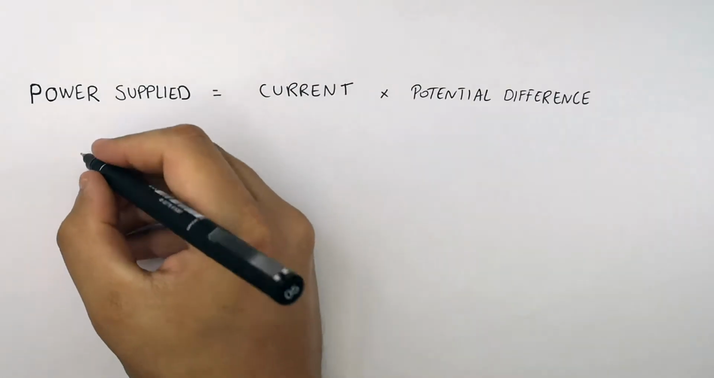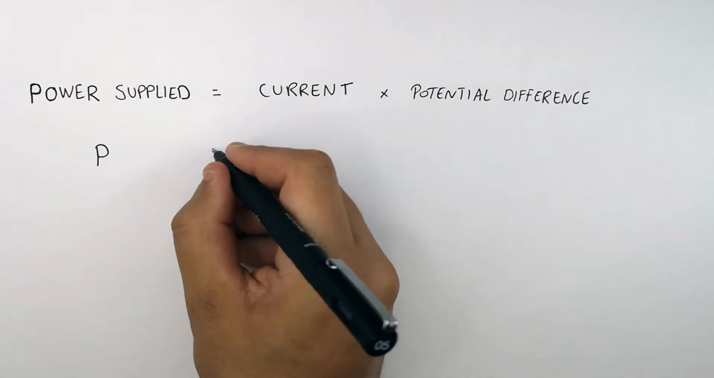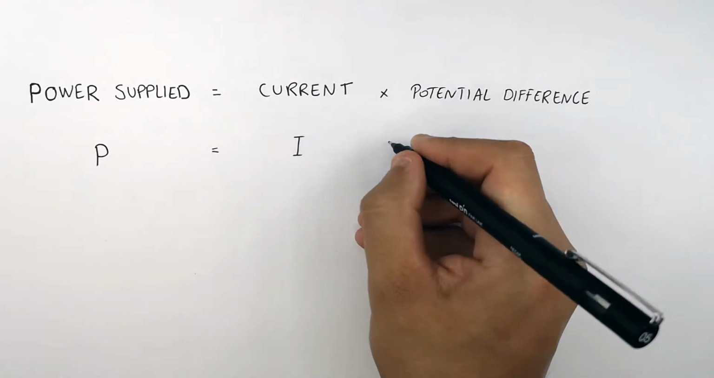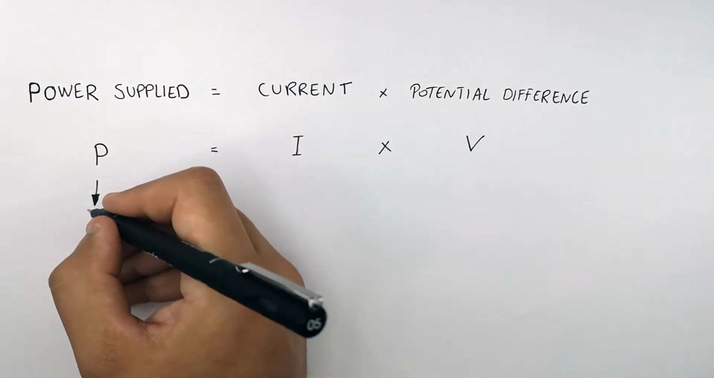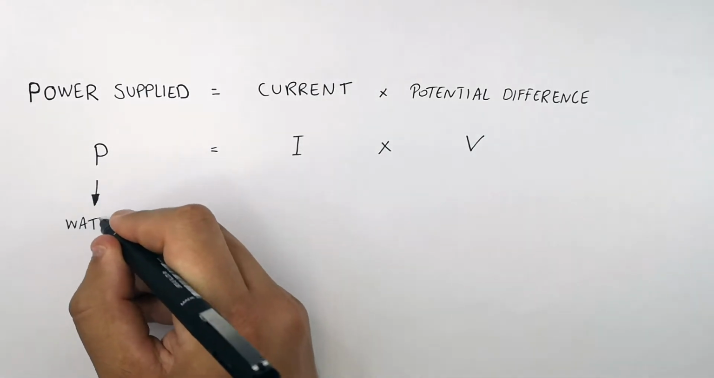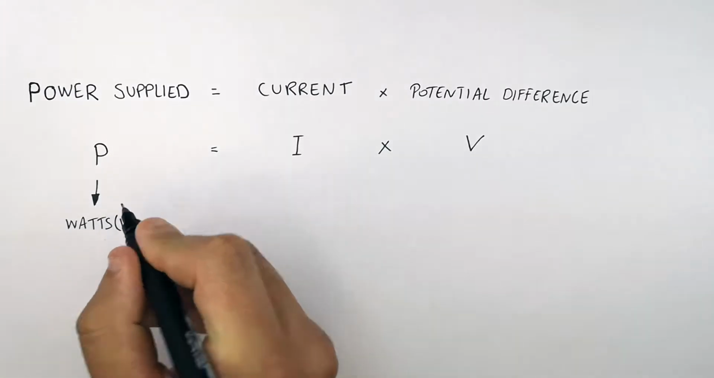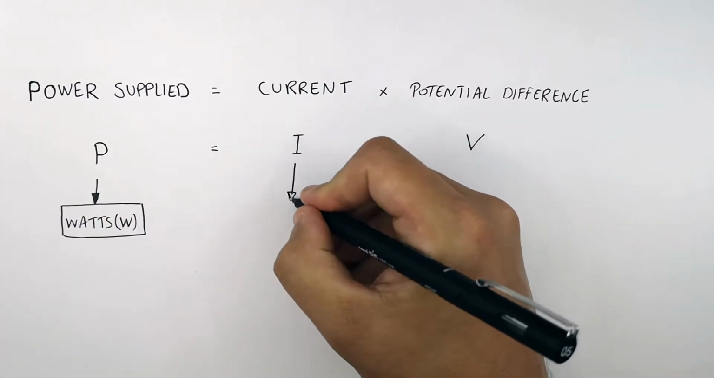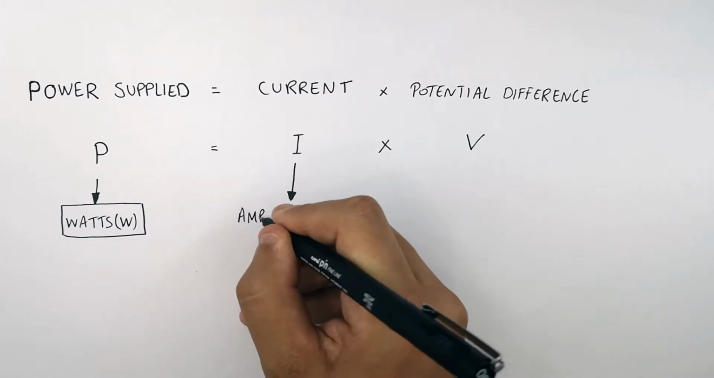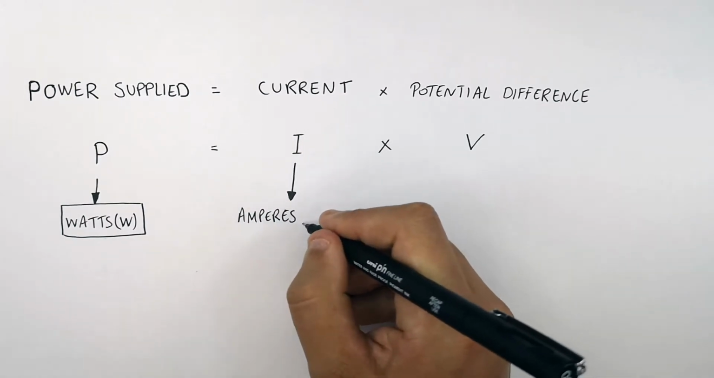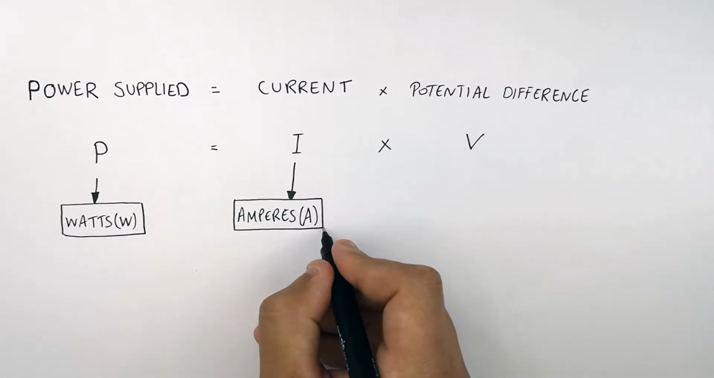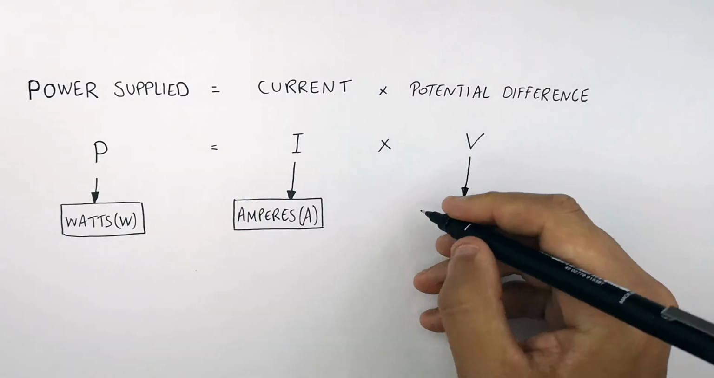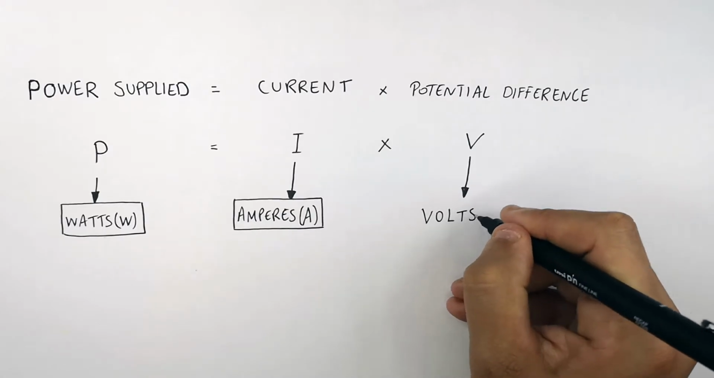The symbol for power is P, so P equals the current I times the potential difference V. The unit for power is watts, and the symbol is capital W. The current I, the unit is amperes, and the symbol for amperes is capital A, also known as amps. And the unit for potential difference, V, is volt, also V.